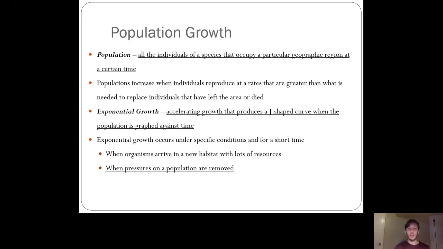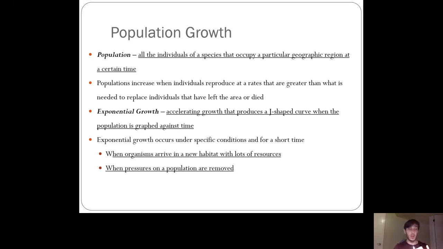Okay. The other condition would be that the pressures on a population are removed. So in other words, perhaps competition with another species for the same resources, that other species is removed, or predation. You know, if you took wolves out of the equation, then rabbits would reproduce and grow even more exponentially than they already do. Okay, so the conditions for that exponential growth have to be particularly specific.